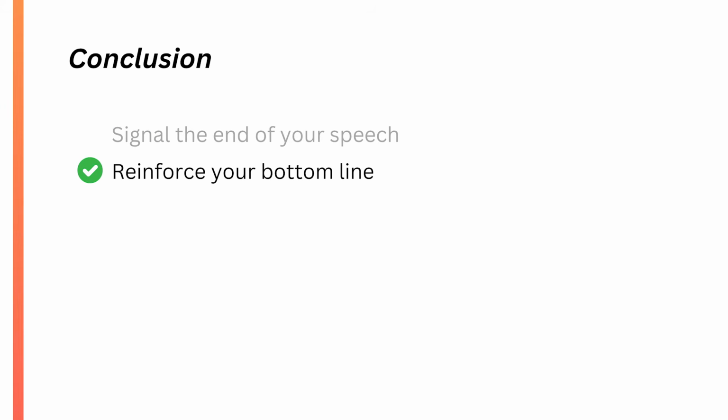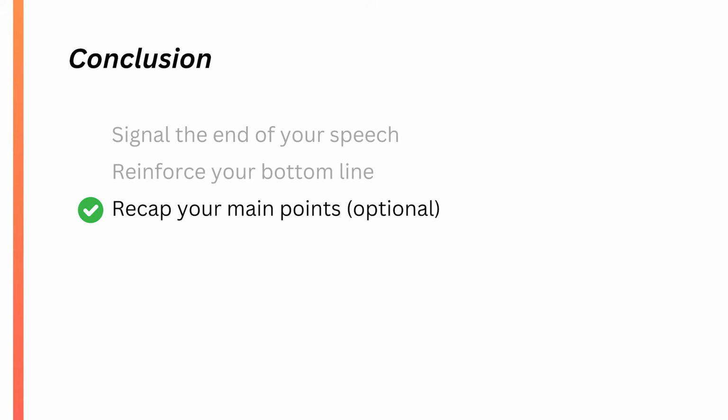Now let's briefly look at the conclusion. The first thing you do is signal the end of your speech by saying a phrase like "in conclusion" or another one like that. You typically then reinforce your bottom line, your key argument for the speech. I consider it then optional to recap your three main points in a persuasive speech. I always do that in an informative speech, but I find it tends to slow down persuasive speeches and isn't really necessary. But in a persuasive speech, you must have a call to action.